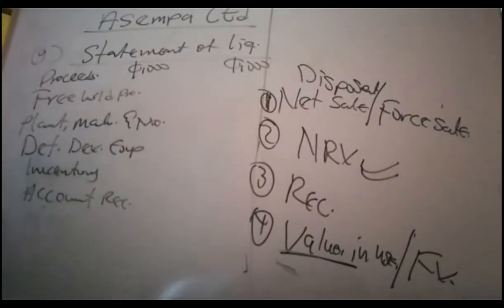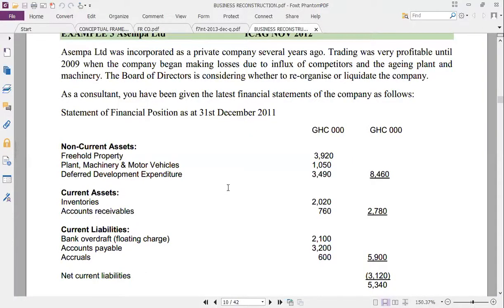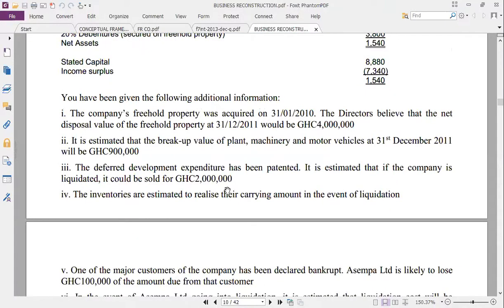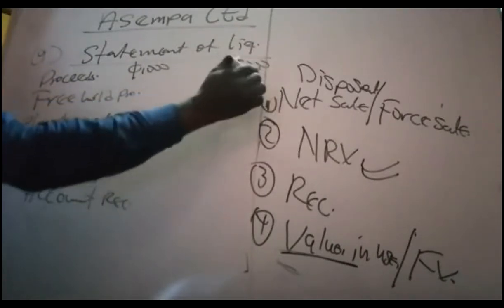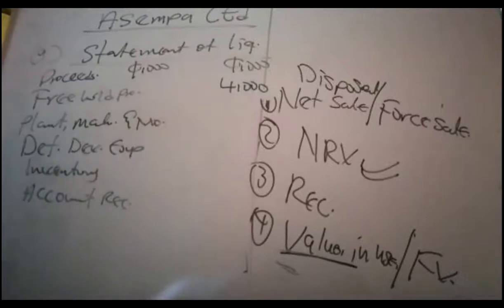Okay, so let's go to the footnote together. I'll go straight to the footnote. Note one. The company's freehold was acquired on 31st January 2010. The directors believe that the net disposal value, I like that too, have you seen the term? The net disposal value of the freehold property will be 4 million. So immediately I put in 4 million. I write 4,000 because I've already raised 3 zeros. I'll put it there. Then I move on to the next item.